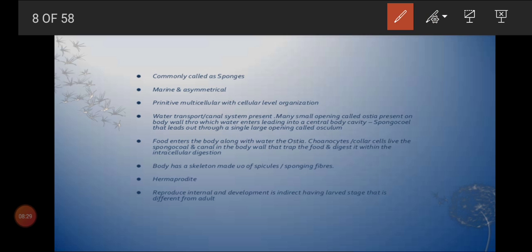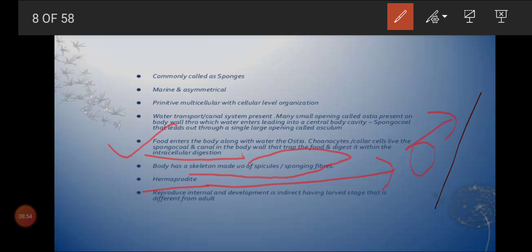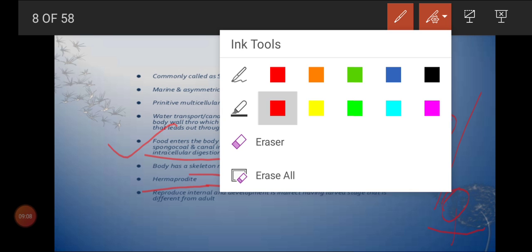So this is the concept regarding that. Food enters the body along with the water through the ostia, and here choanocytes or collar cells line the spongiocele and canals in the body wall and trap the food, digesting it by intracellular digestion. You read it, I'll explain. The body has a skeleton made up of spicules or spongin fibers. It is a hermaphrodite. Hermaphrodite means we can see both male and female organs in the same animal body. Both female and male will be present in the same body. That's why we call it hermaphrodite. Is that clear, children? I'll explain the concept with the help of a diagram.